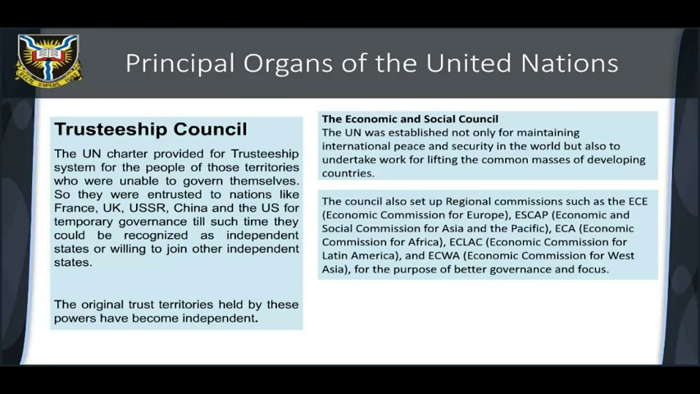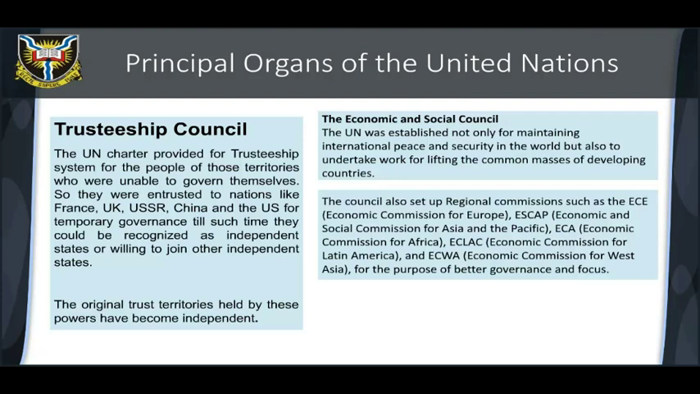Trusteeship Council. The UN Charter provided for trusteeship system for the people of those territories who were unable to govern themselves. So, they were entrusted to nations like France, UK, USSR, China, and the US for temporary governance till such time they could be recognized as independent states or willing to join other independent states. The original trust territories held by these powers have become independent.